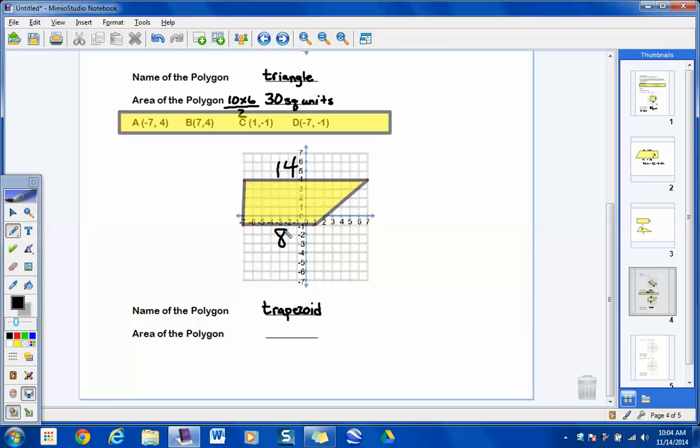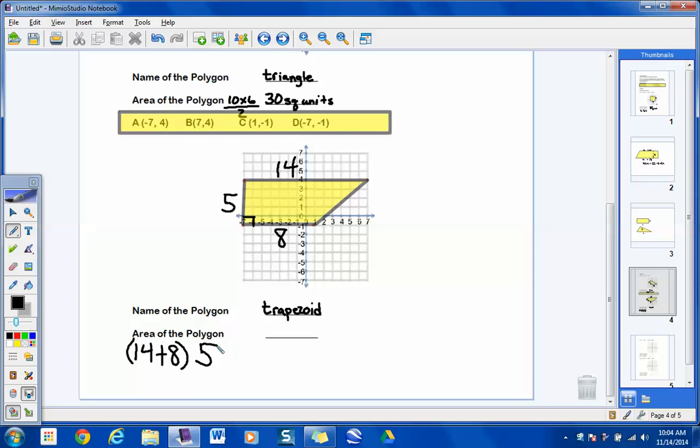The side on the left or the side on the right, which one's going to be your height now? Side on the left, because it's up and down, or it forms a 90-degree angle with the parallel side. So what's this height right here? Okay, so let's go ahead and find the area. We're going to go 14 plus 8 first, which is what value? 22. We're going to take 22 times what?